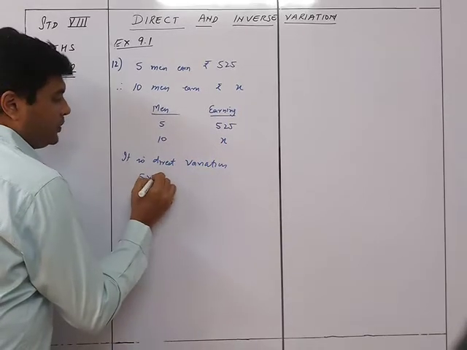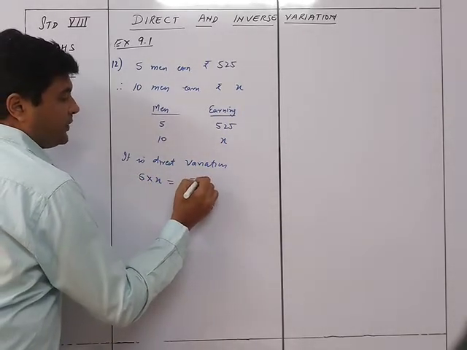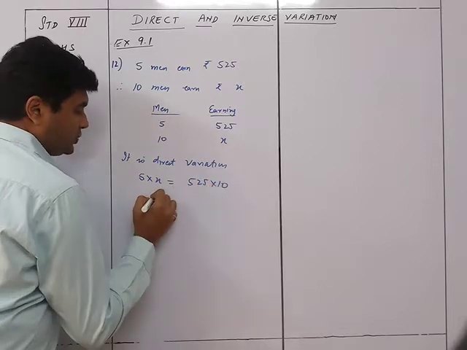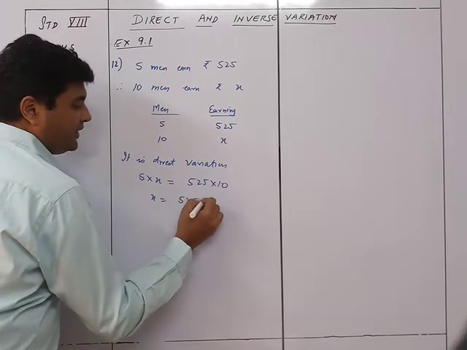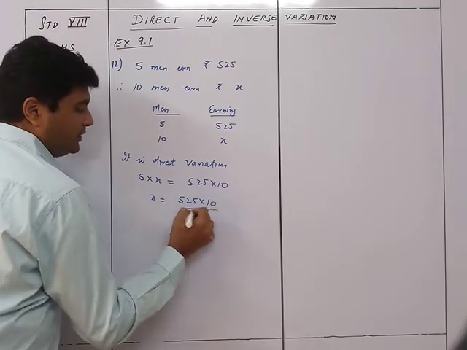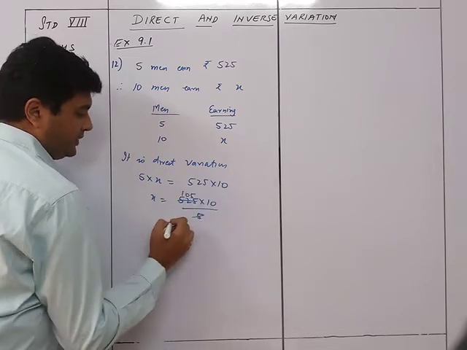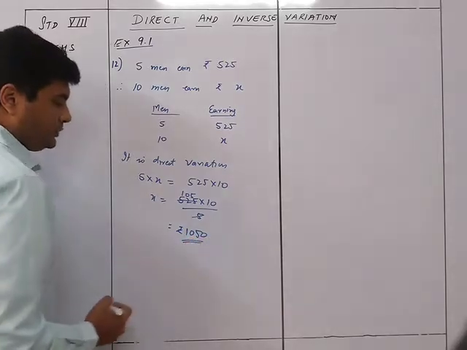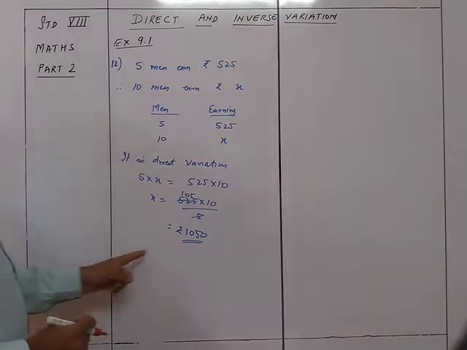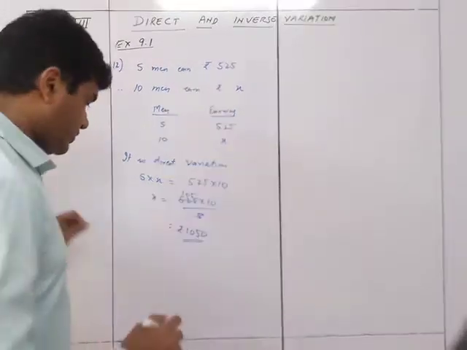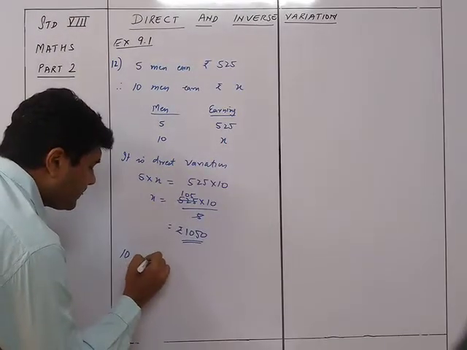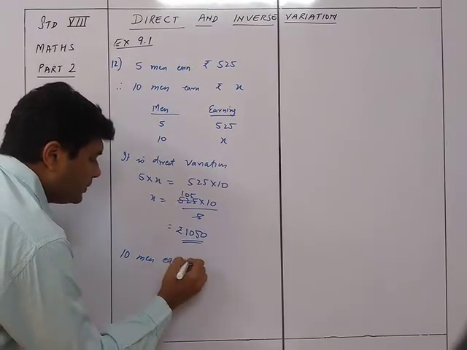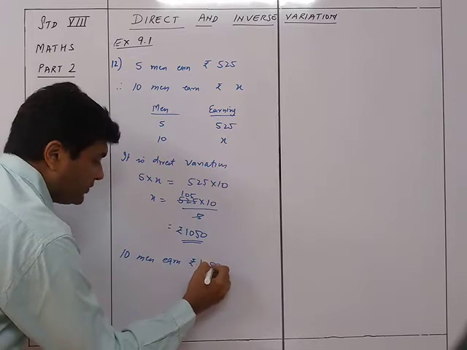So 5 into x is equals to 525 into 10. So x is equals to 525 into 10 upon 5. So that will be 105. That will be rupees 1050. So 10 men is going to earn 1050. So 10 men earn rupees 1050.